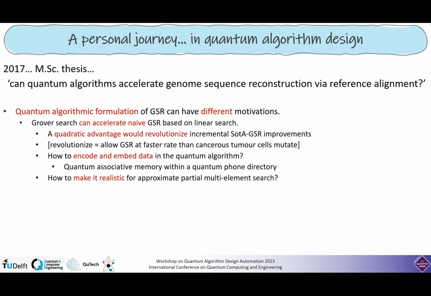So basically, what I was looking for is an approximate partial multi-element search. There are quantum techniques for that, and basically what I had to do is mix the generalization of Grover search called amplitude amplification and a special kind of oracle called distributed binomial query. Now, with all these 5 different things, Grover search, associative memory, phone directory, amplitude amplification, and binomial distributed query, it was kind of like a patchwork Frankenstein algorithm.